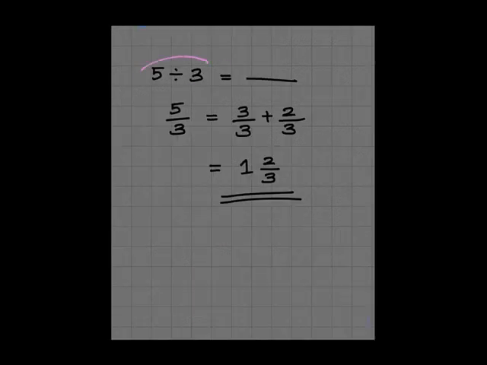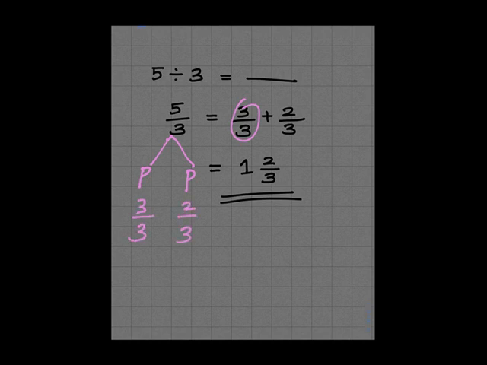Let's see the next problem. 5 divided by 3. 5 divided by 3 can be written as 5 by 3. So, there is a whole in it, right? So, 3 by 3 is a whole in 5 by 3 plus 2 by 3. Just divide the whole into 2 parts. One part is 3 by 3 and the other part is 2 by 3. So that is what I have written here.